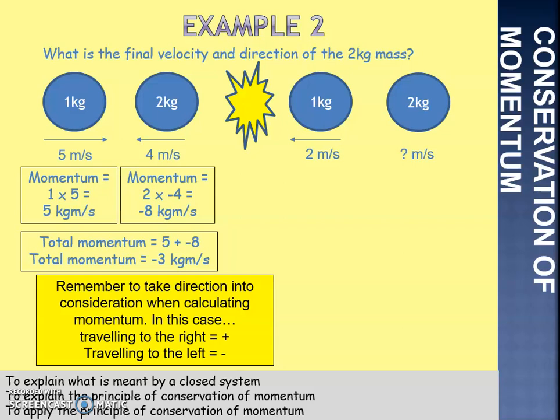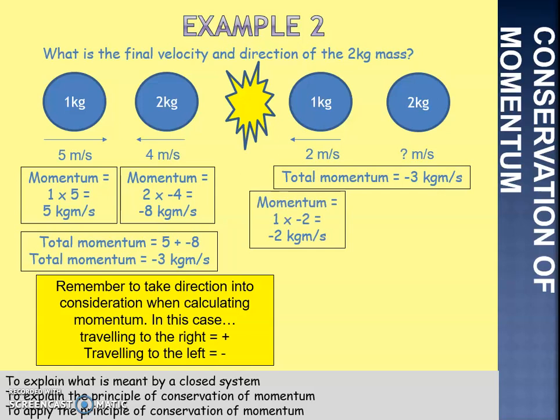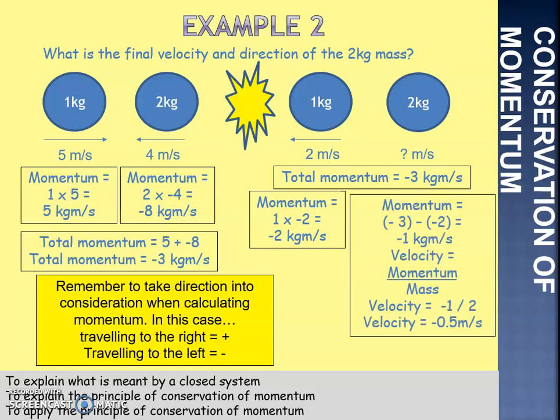5 add minus 8 would give us minus 3, which means the momentum on the right-hand side also has to be minus 3 kilogram meters per second. Let's work out the momentum of the 1 kilogram mass. That's minus 2. So what must the momentum of the 2 kilogram mass be? In order to get it to minus 3, it's got to be minus 1 kilogram meter per second. Velocity is momentum divided by mass, so we do minus 1 divided by 2, giving us a velocity of minus 0.5 meters per second, showing it's going to the left.